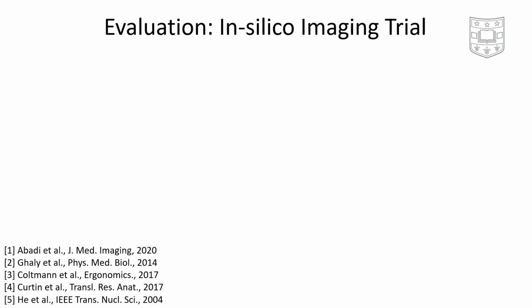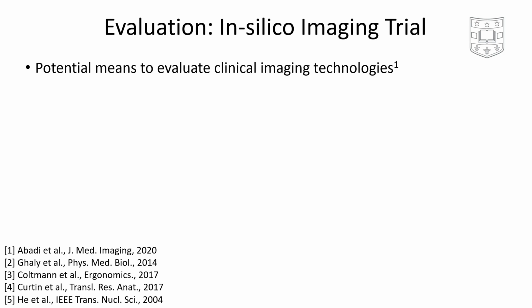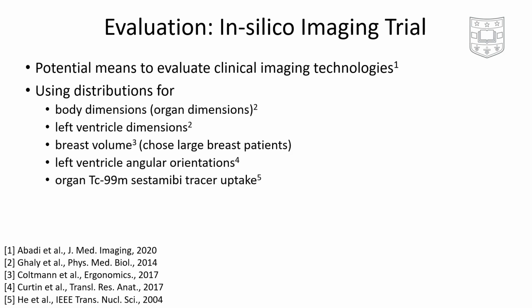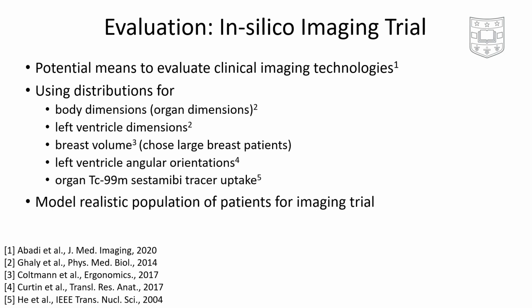Next, we'll move on to the evaluation of our method, beginning with an in silico imaging trial. This is a potential means to evaluate clinical imaging technologies, and in our case, we use distributions for body dimensions, left ventricle dimensions, the breast volume in order to choose patients with large breast volume, left ventricle angular orientations, and the sestamibi tracer uptake values for major organs. This allowed us to model a realistic population of patients for our imaging trial.